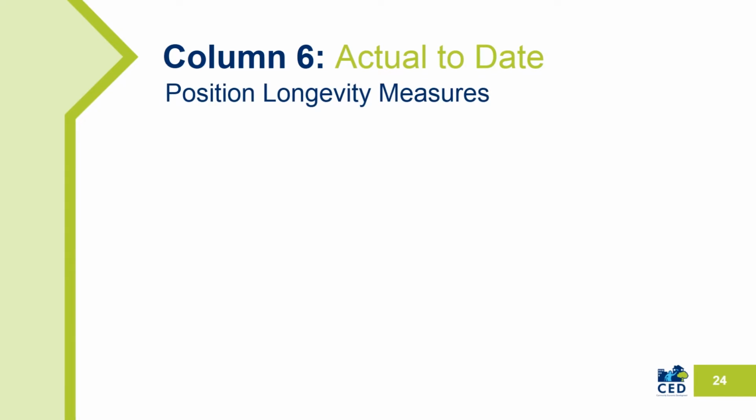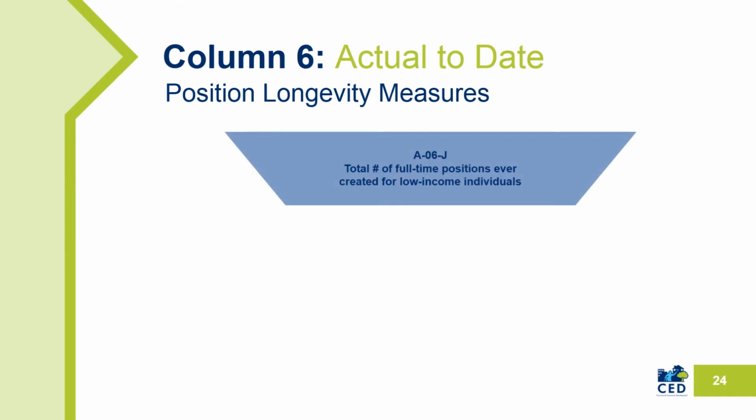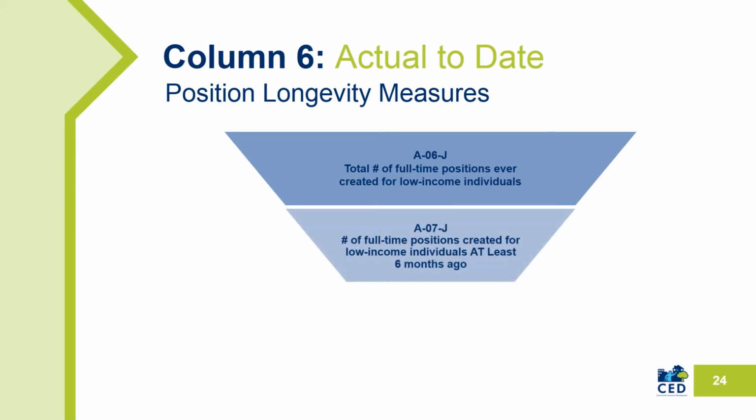Positions work the same way as businesses, but the time frame is 6 months instead of 12. Remember, this is all referring to full-time positions only. Indicator A06J captures all of the full-time positions ever created. Indicator A07J is a subset of those because it only counts the full-time positions that were created at least 6 months ago. It does not count the ones created within the last 6 months.